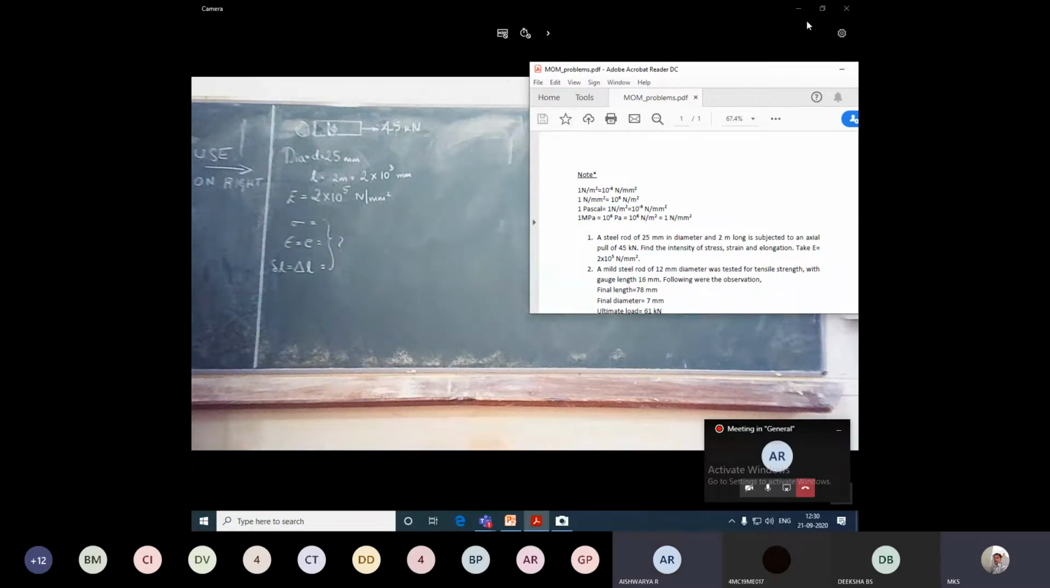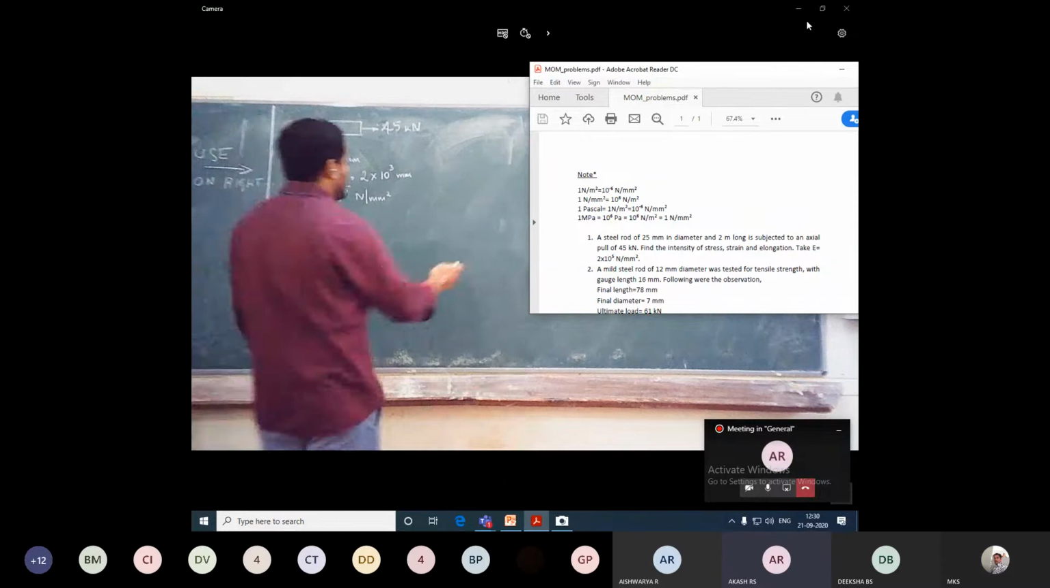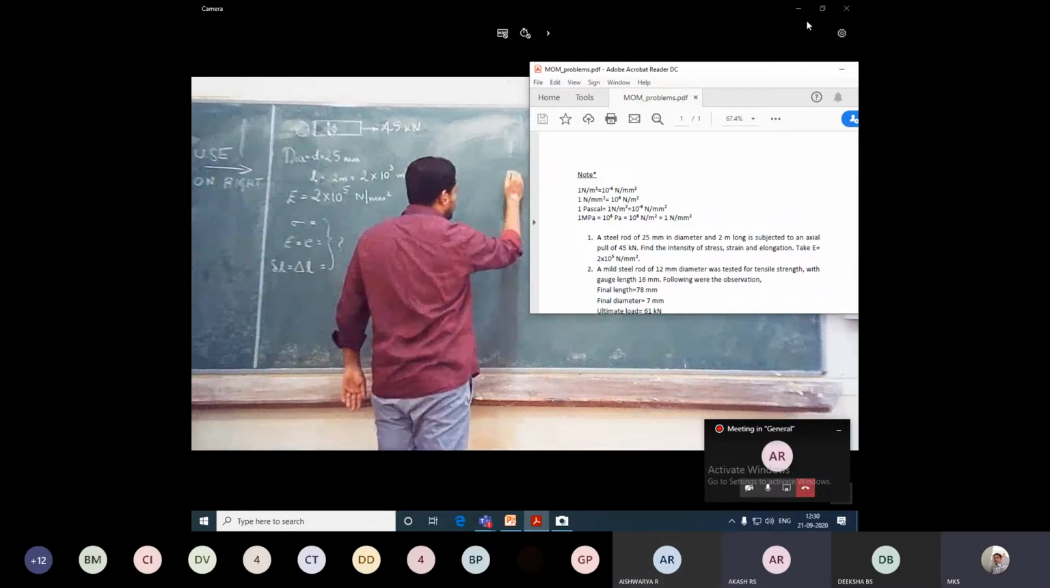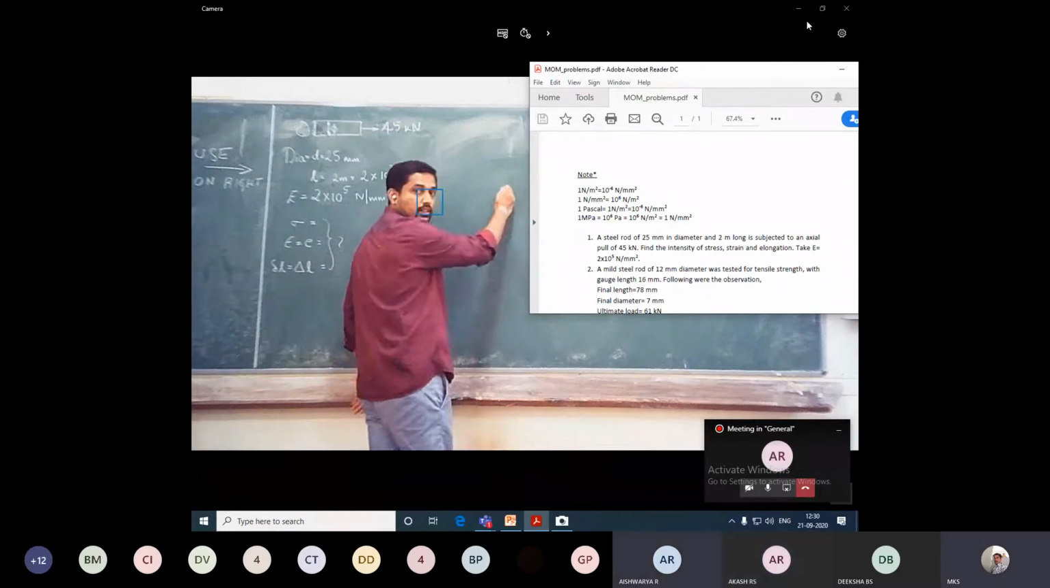So Akash RS. Sir. Yeah, stress. How to find the stress? What is the equation for stress? Stress is equal to force acting per unit area. Yeah, that is right. Just a basic equation I'm writing somewhere here.